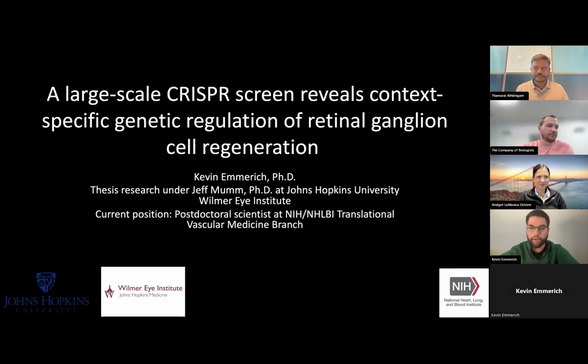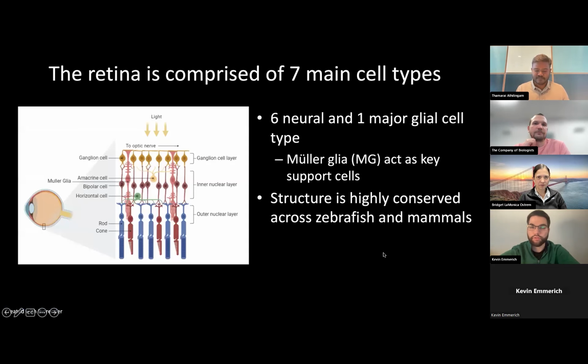So I'll be discussing my paper, which was titled "A Large-Scale CRISPR Screen Reveals Context-Specific Genetic Regulation of Retinal Ganglion Cell Regeneration." We're going to breeze through some background, which is that we're going to talk about retinal tissue today, which is tissue comprised of 6 neural and 1 major glial cell type.